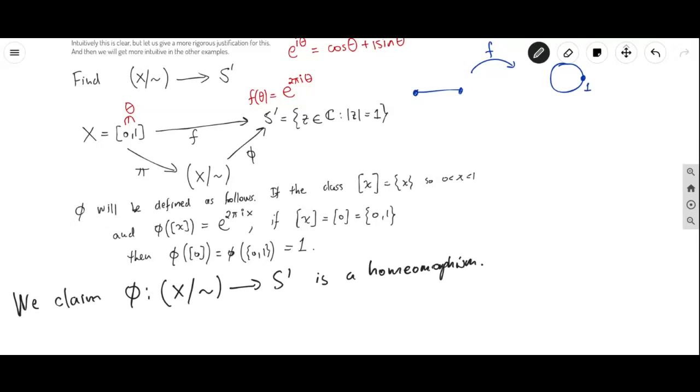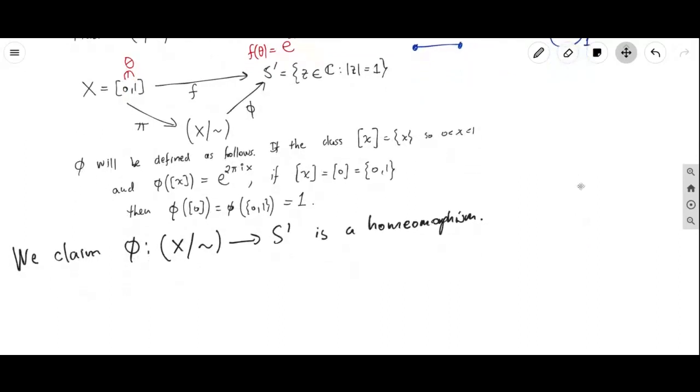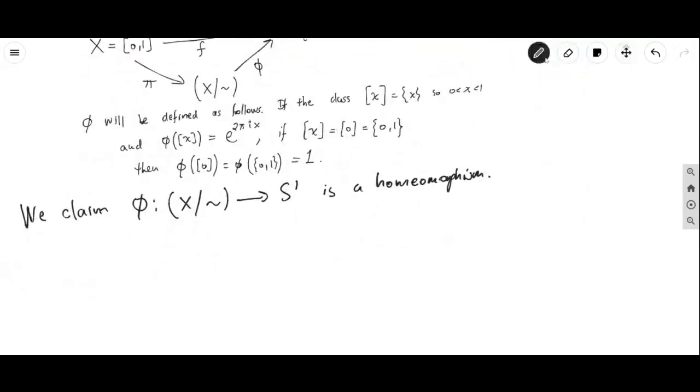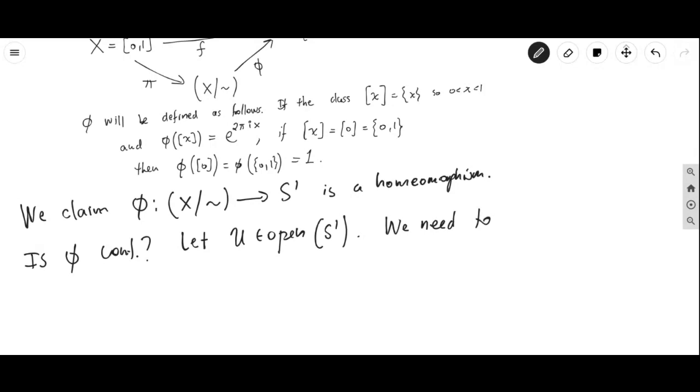So why is this? So for a homeomorphism, we have to check that it's continuous. So is phi continuous? That's the first thing. So let U be an open set in S1. So we need to check that phi inverse of U is open in the quotient.